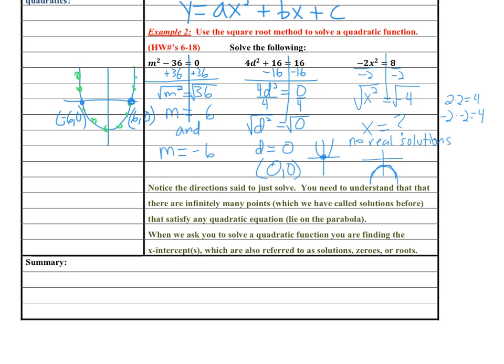But when we are asked to solve, we are finding the x-intercepts, which again could also be called solutions, zeros, or roots. So if you are given a quadratic and just said solve, that means find the x-intercepts. And that's how we will do it for our first two methods to find them.